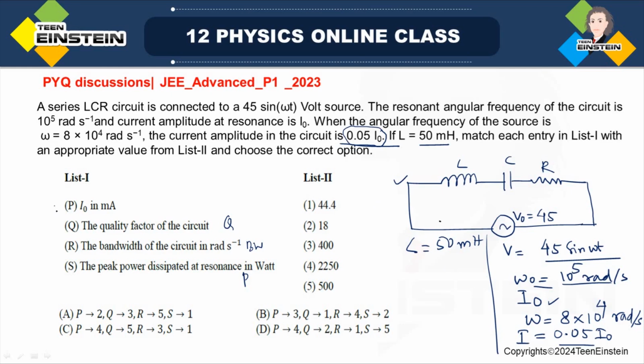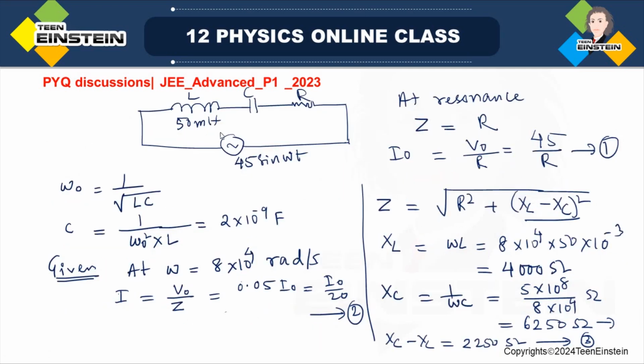Let us solve for the first entity I0, in milliampere we have to find out. I have drawn this figure over here once again, and we know the parameters are given. In this case at resonance condition, the circuit will be resistive. The impedance will be just R, that is the resistance of the circuit, but resistance is not given. So that is the point here.